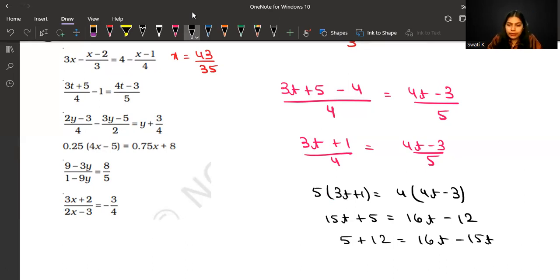Now 5 plus 12 is 17, and 16t minus 15t is t. So the value of t is 17. So we have got the answer, that is 17, right?